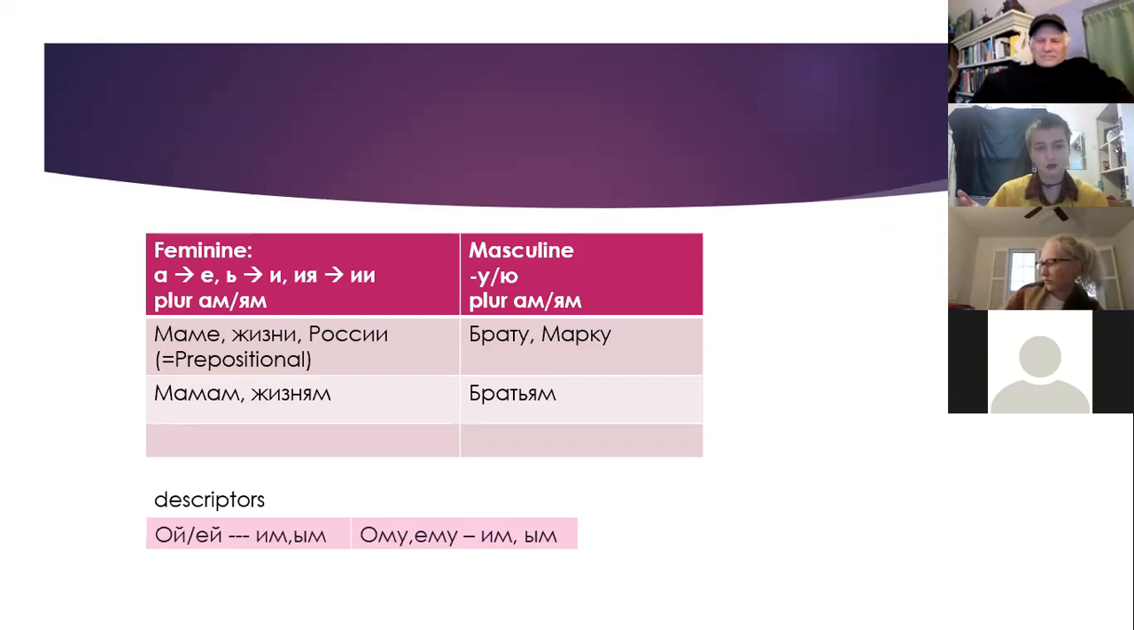And here's how you make it. Again, pick some words that are representative. I picked a typical feminine word, mama, a word that ends in a мягкий знак, feminine, жизни, and a double vowel word like Россия, or half of your states, Virginia, California. That goes to E. Маме, жизни, России. Kind of like in prepositional. Ую for masculine, да, брату, Марку. Ям for both genders and plural.